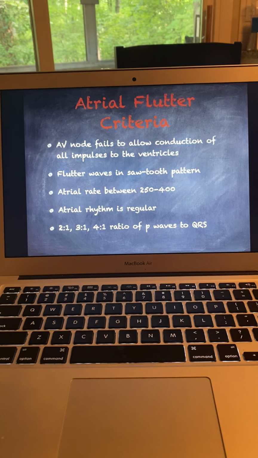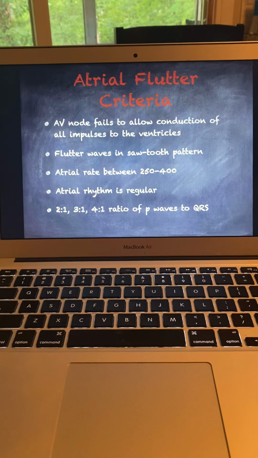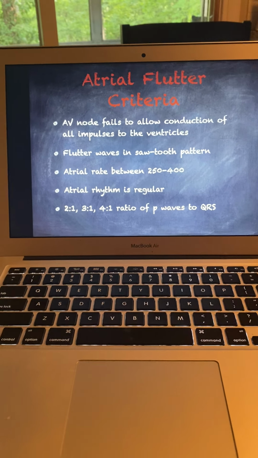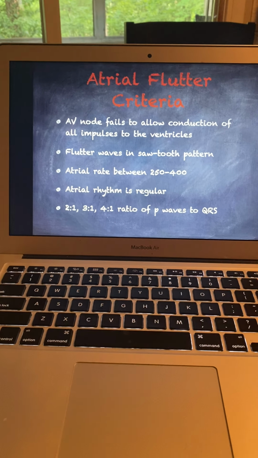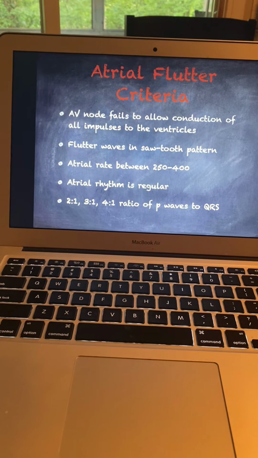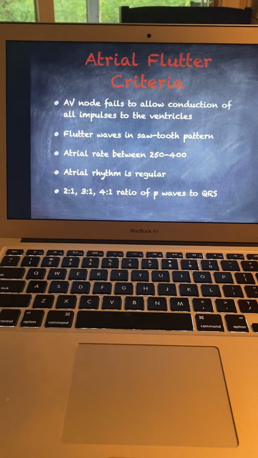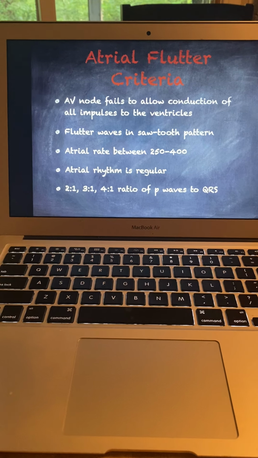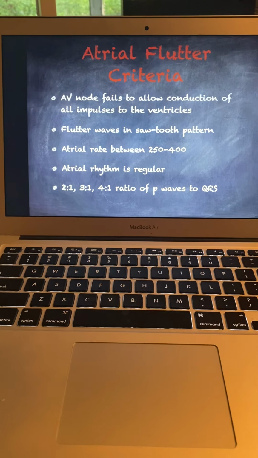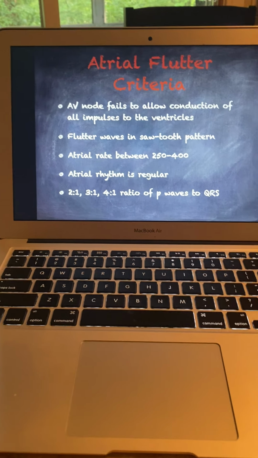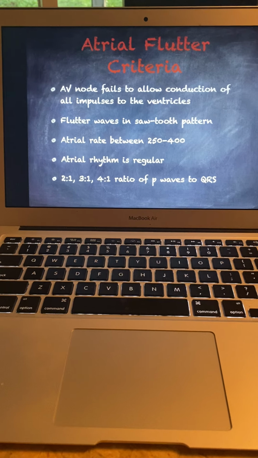Okay, now we're going to get into atrial flutter criteria. Atrial flutter is caused by the AV node failing to allow conduction of all impulses to the ventricles. We talked about how the chief pacemaker of the heart is in your SA node, and then it goes from your right to your left side of your heart at the uppers, the atria, and then it goes down to your AV node. So the AV node is not allowing all the conduction impulses to go to the ventricles. It's staying up in the top chambers of the heart.